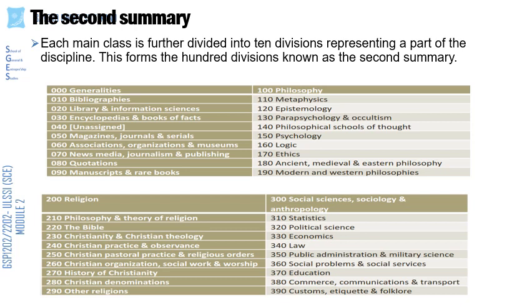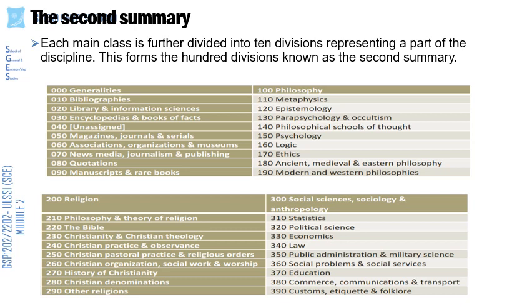Under the 100, which is philosophy, we have 110 metaphysics, 120 epistemology, 130 parapsychology and occultism, 140 philosophical schools of thought, 150 psychology, 160 logic, 170 ethics, 180 ancient, medieval, and Eastern philosophy. We also have 190 the modern and Western philosophies, after which 200 is religion.